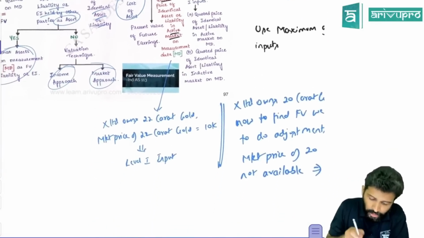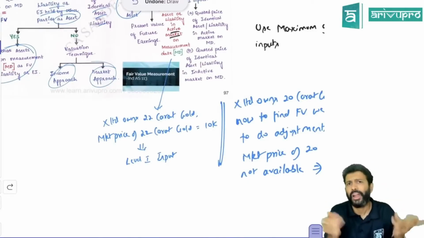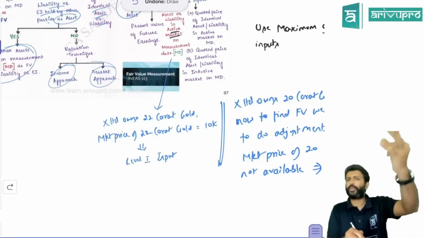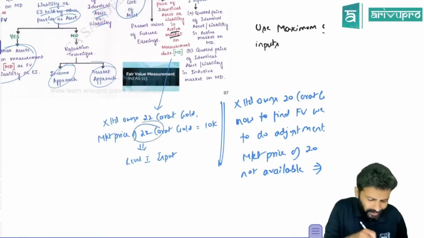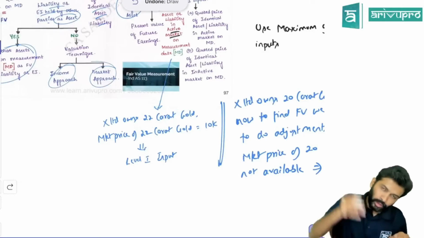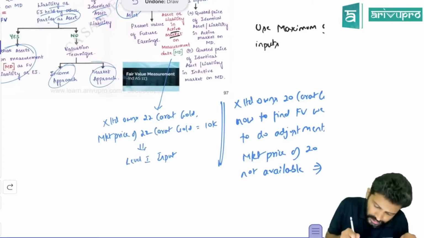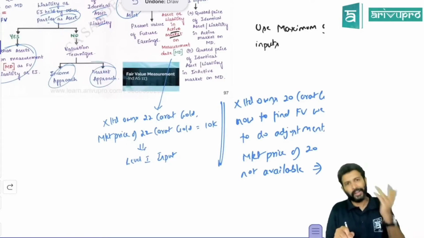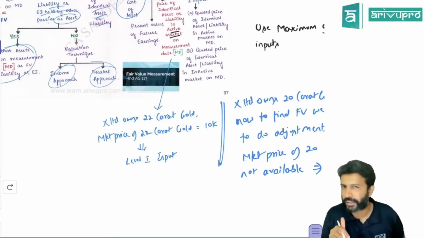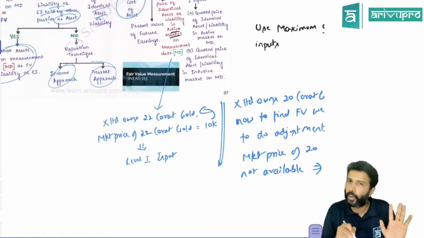Suppose one company owns 22 karat gold. And obviously, in the market the price of 22 karat gold is available. 22 karat gold and 24 karat gold prices are available. Let's say the market price of 22 karat gold is 10,000. Now the company wants to find the fair value of the 22 karat gold it owns. Should I have to do anything? No. The market price is directly available. So this we call a level 1 input. Basically, level 1 input means unadjusted price from the active market. We don't have to do any adjustments. Take it as it is. So the fair value also becomes 10,000 rupees. That is your level 1.